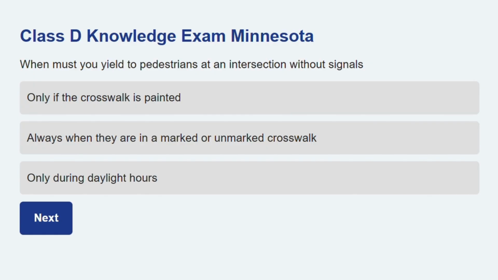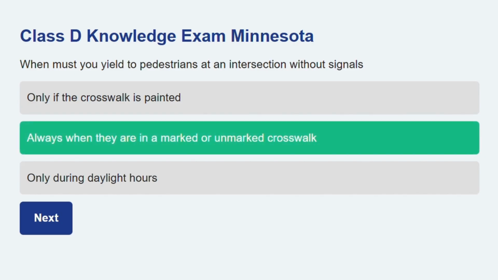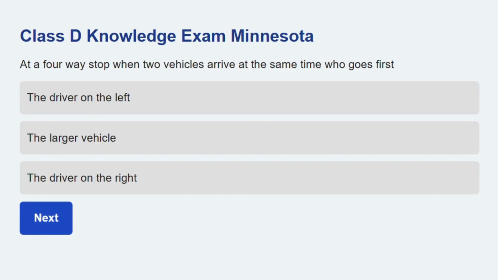When must you yield to pedestrians at an intersection without signals? Always when they are in a marked or unmarked crosswalk. This is a fundamental safety rule. Pedestrians have the right-of-way in crosswalks whether they're painted or not, and drivers must always be prepared to stop for them.